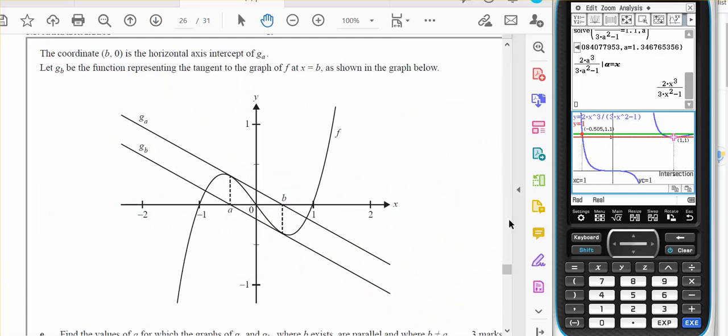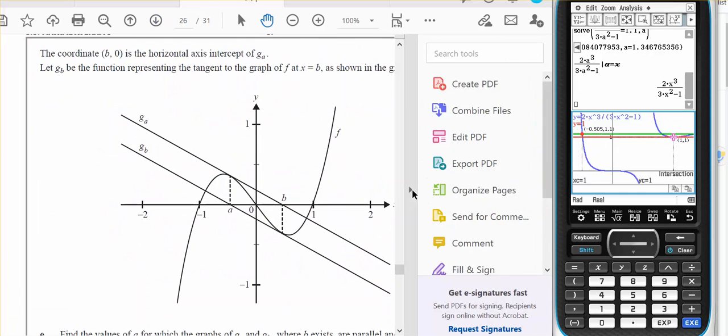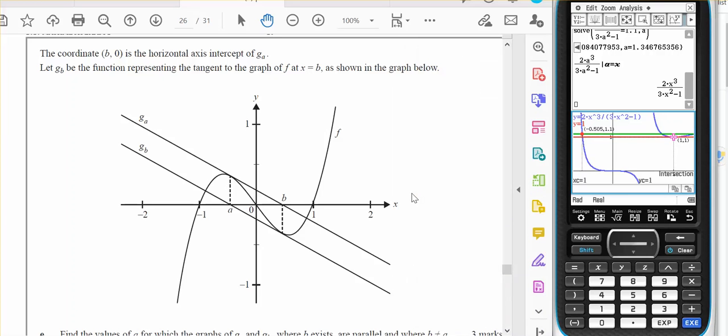Over the page. Okay, what have I got? I've now got two tangents, the tangent at B and the tangent at the x-intercept of B.